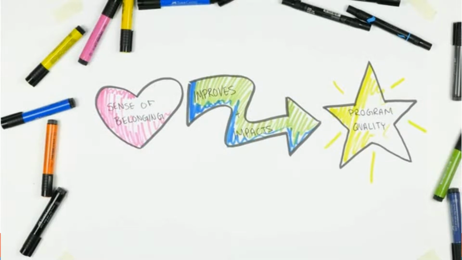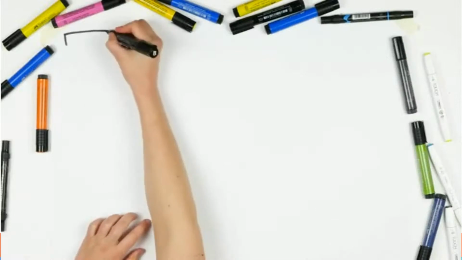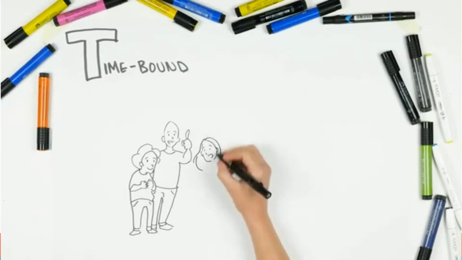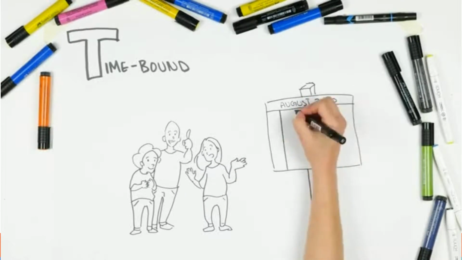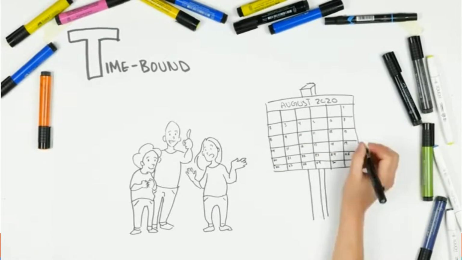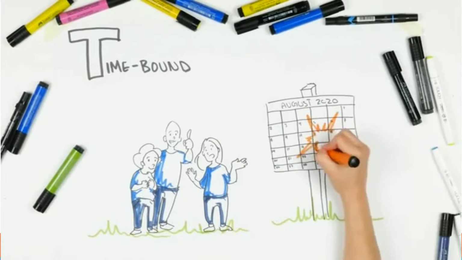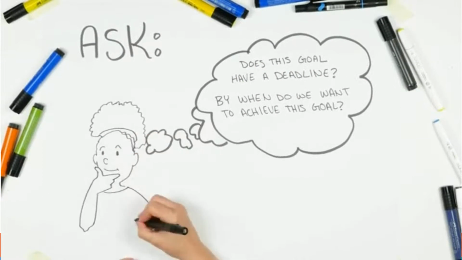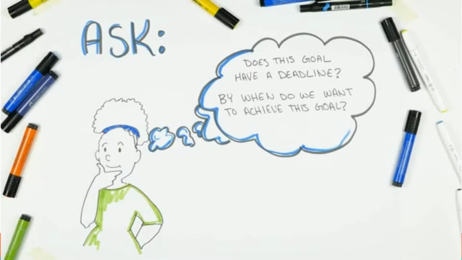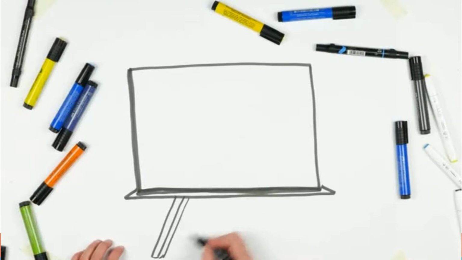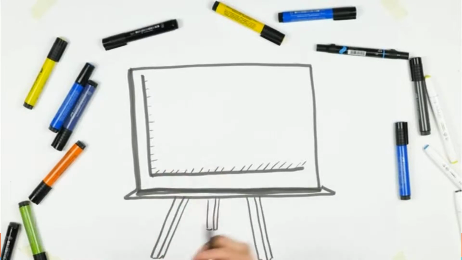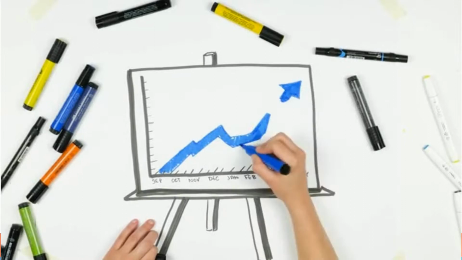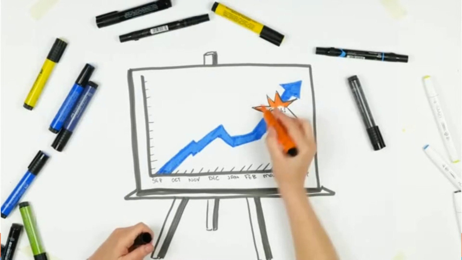And finally, we have the T in SMART, which stands for time-bound. Making a goal time-bound gives your team a deadline and allows them to track progress. If your team is not time-constrained, there will be no sense of urgency or motivation to achieve the goal. Ask your team, does this goal have a deadline? By when do we want to achieve this goal? In this case, let's say you want to see an increase in sense of belonging by the end of the school year. This provides a concrete date for when you will check to see if the goal has been achieved.